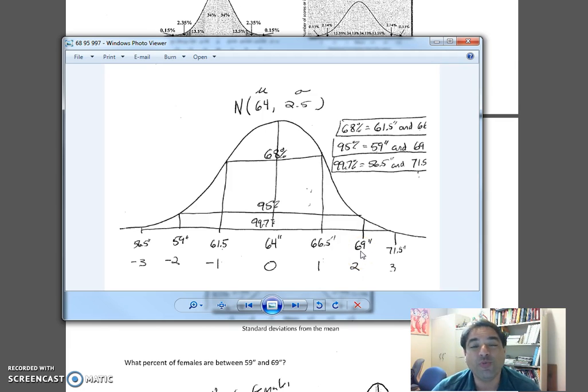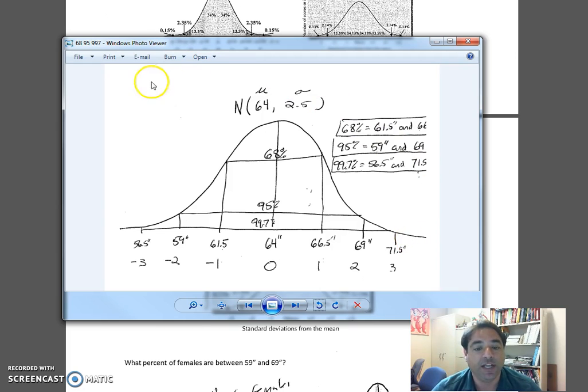Then we're going to go three standard deviations. So we're going to subtract 2.5 three times. You get 56.5, and three standard deviations to the right, 71.5. Now notice there's still a little space here and a little space here because it's 99.7, not 100%, because there are women that are shorter than 56.5 inches, and there are women that are taller than 71.5 inches. And just to give you a frame of reference, 72 would be 6 feet. So that's just rare, right?